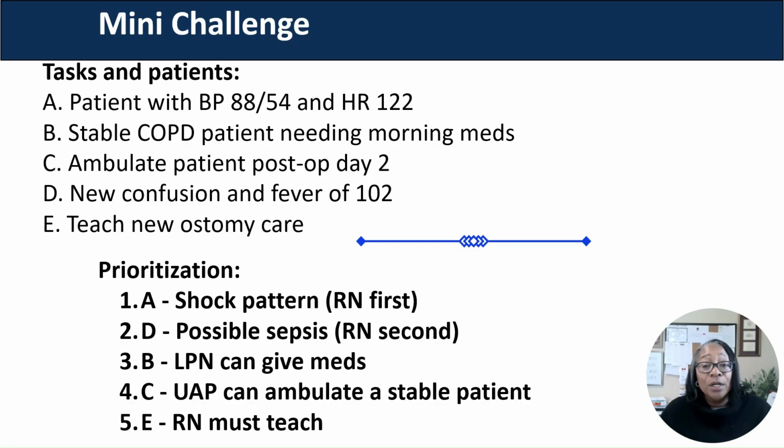Number four would be seen by the UAP to ambulate that stable patient post-op day two. And then E, number five, would be the RN doing that new patient teaching for the patient with the ostomy. Okay.